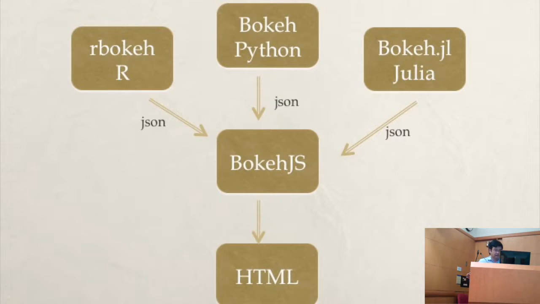This is Bokeh. Bokeh is a Python library, developed in a Python native way, but the major library of Bokeh is JavaScript, BokehJS. The Python code is just a wrapper, a binder. Many other people have already developed other binders, such as R binders and Julia binders. Those binders just send JSONs to BokehJS, and BokehJS can convert your JSON into HTML, and then you can make it all interactive.